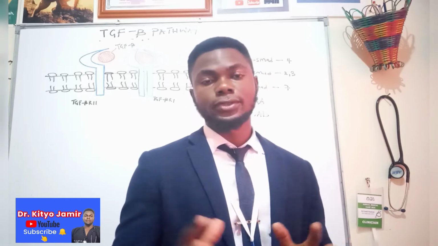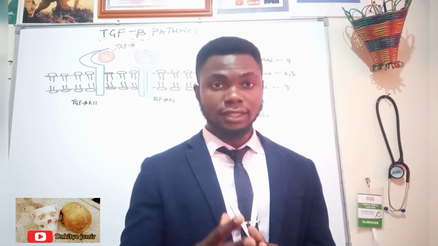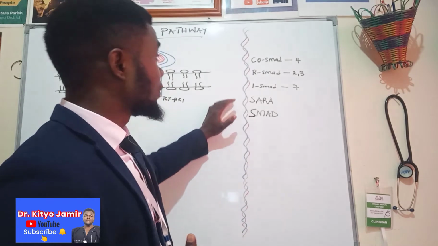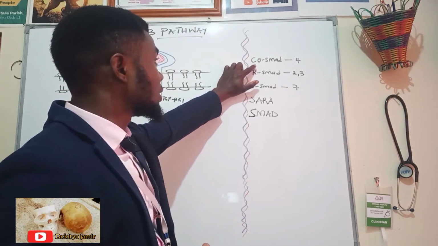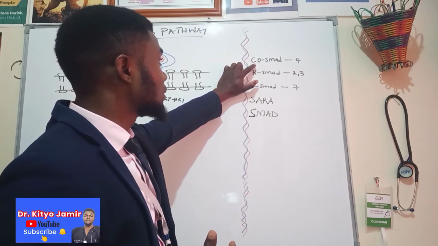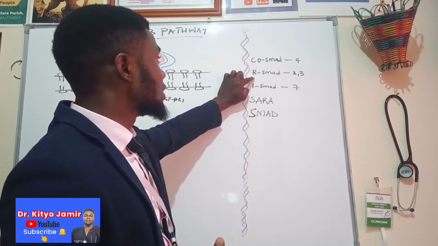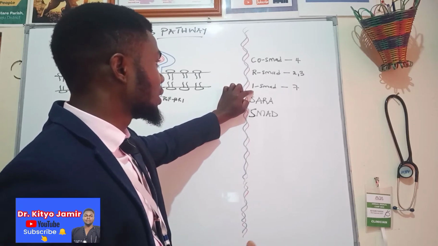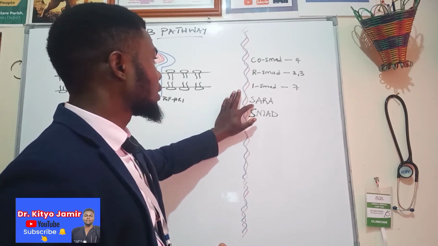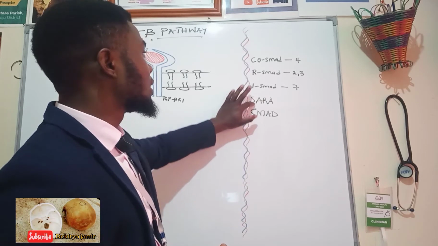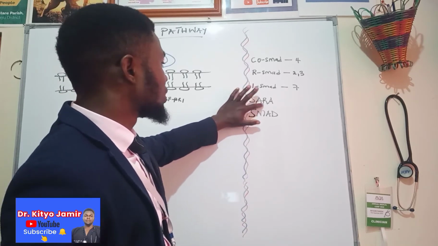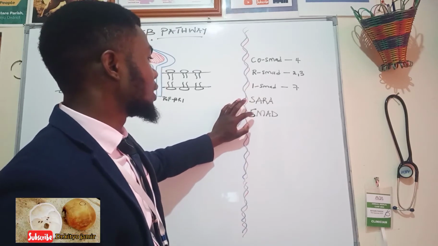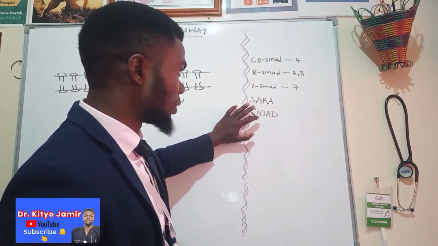What is SMAD? We are going to see what SMAD stands for. Short forms that we are going to be finding in our pathway. We have COSMAD, which stands for costimulatory SMAD. Then RSMAD, which is receptor-regulated SMAD. ISMAD is inhibitory SMAD. Then SARA is SMAD anchoring for receptor action. Then SMAD itself is small mothers against decapentaplegic.